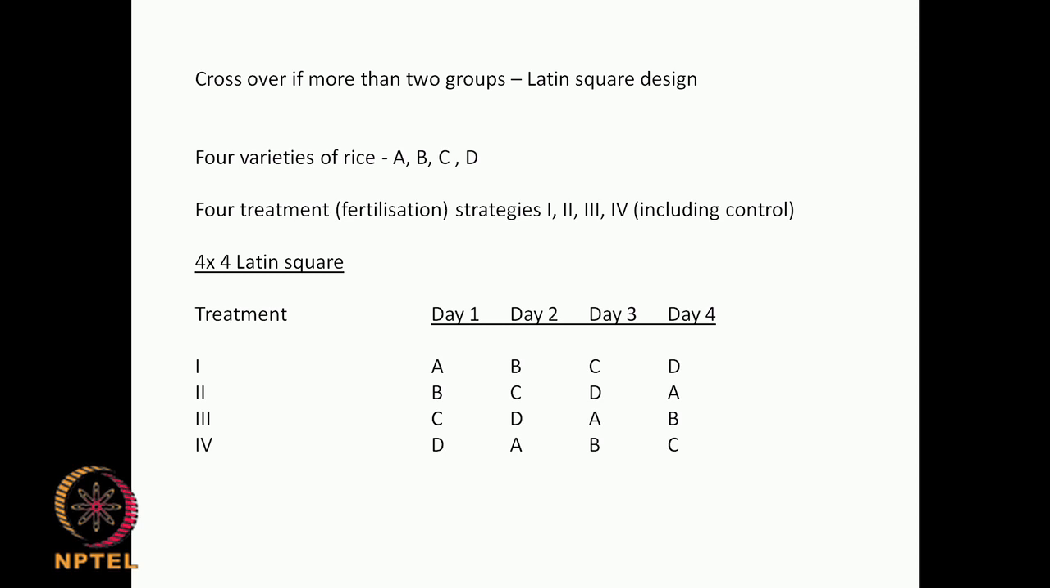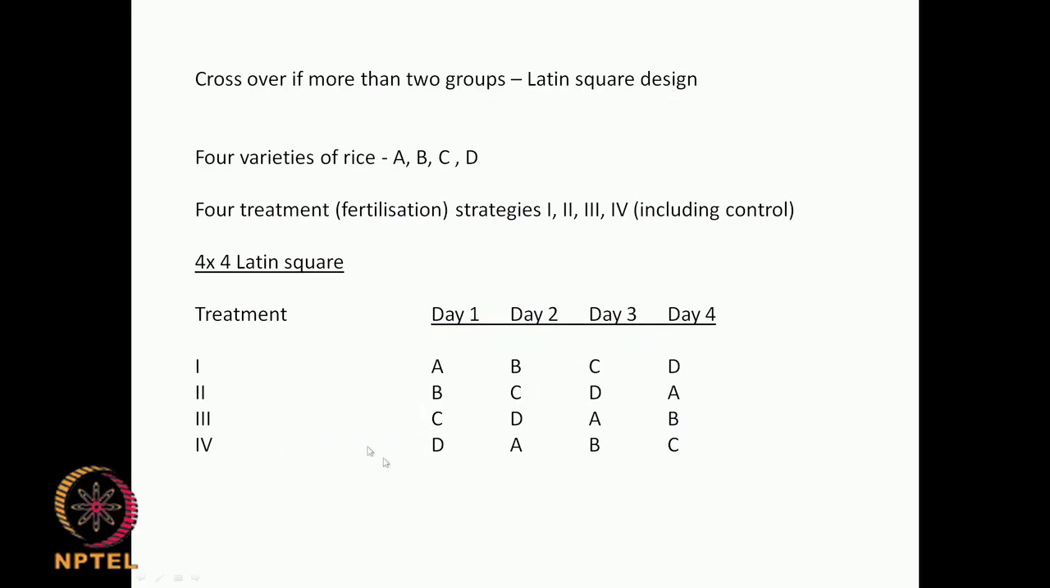You can design such Latin squares for even unsymmetric cases also. That means, if I have 3 treatment strategies and 4 types of rice, we can design that. So, we are very, very sure that the other effects which we talked about do not come into play and mess up our final conclusion as well as the result.